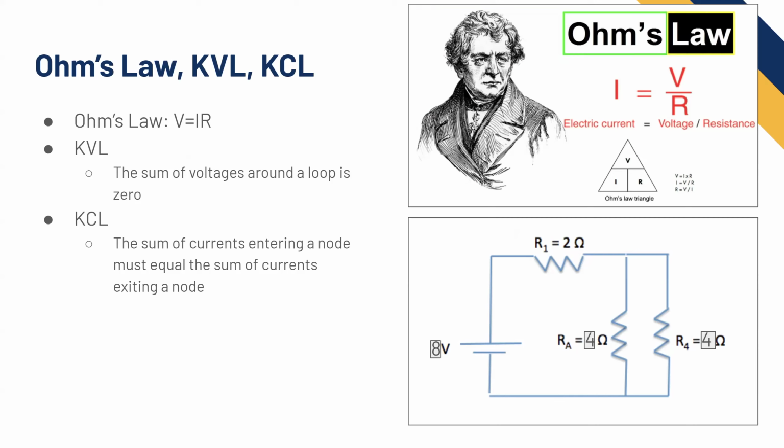All right. And then KCL is Kirchhoff's current law. The sum of currents entering a node must equal the sum of currents exiting the node. Once again, if you think about some point in the circuit, you need conservation of charge. You can't have current going into this and disappearing into nothingness. So current in must equal current out.